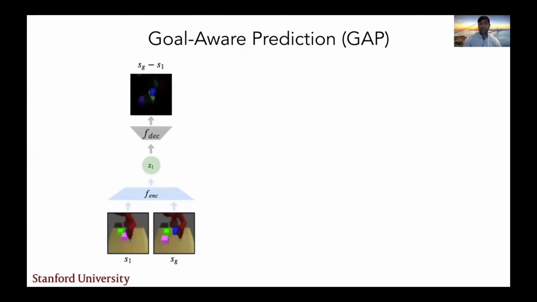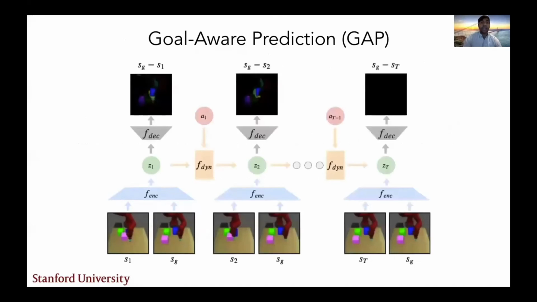As a result, the latent space does not need to capture any information about the task-irrelevant object, such as the green block in this case. Then forward dynamics are learned in this latent space. Critically, since we're in the self-supervised setting, we don't have access to true goals. Instead, we leverage hindsight relabeling to acquire goal-reaching trajectories.